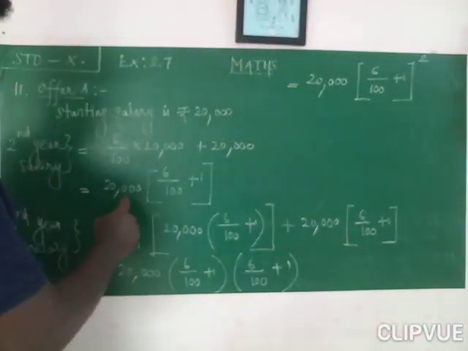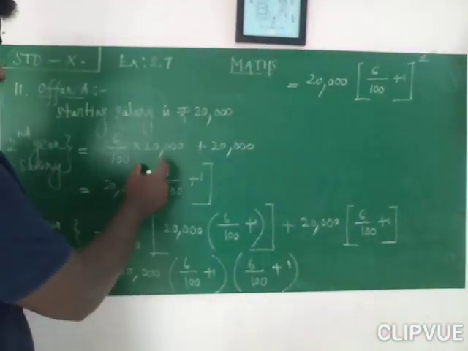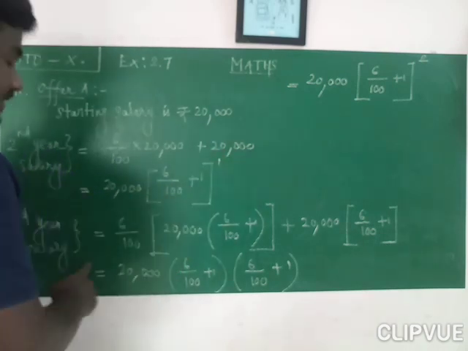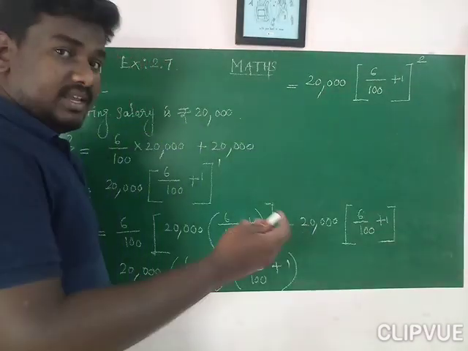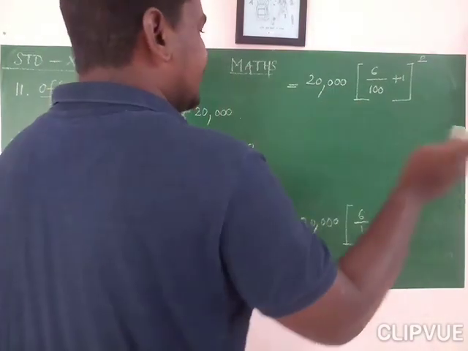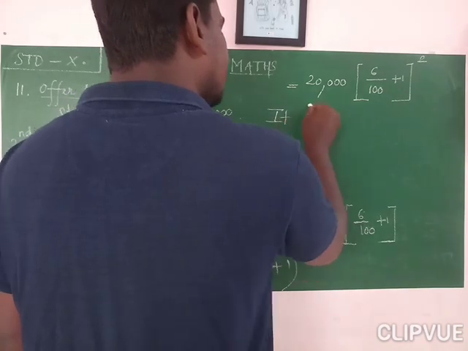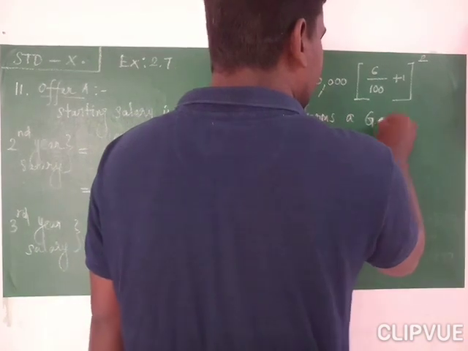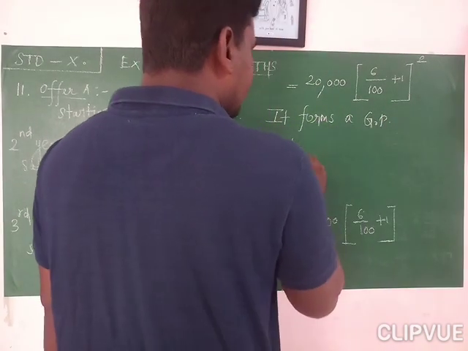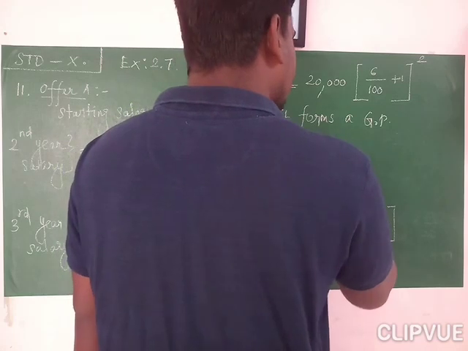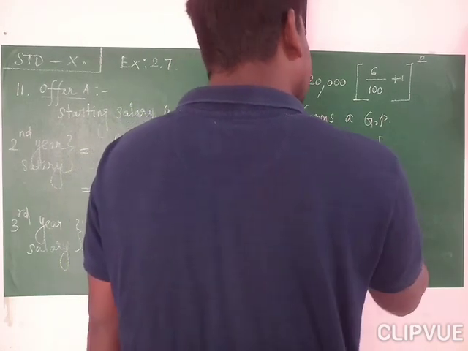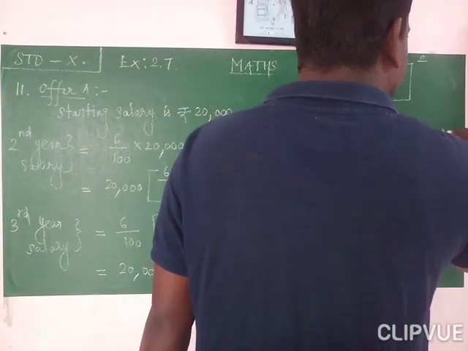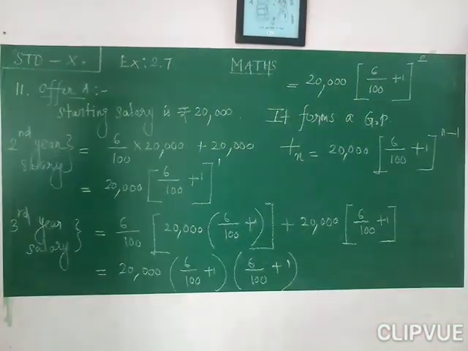So first year 20,000. Second year, 20,000 of 6 by 100 plus 1 whole power 1. And third year, power 2. So fourth year 3, fifth year 4, like this. So it forms a GP. So the Tn formula we can write: Tn is equal to 20,000 of 6 by 100 plus 1 whole power n minus 1. It is the formula.